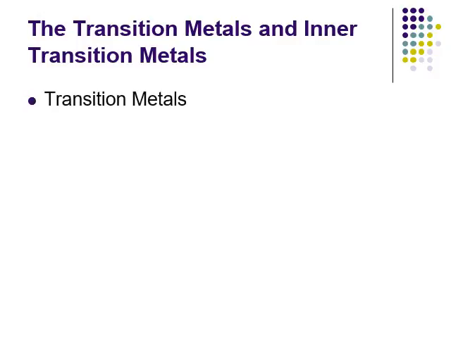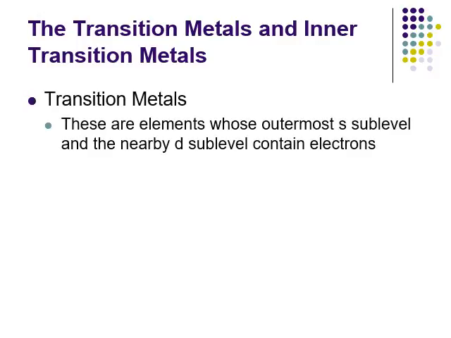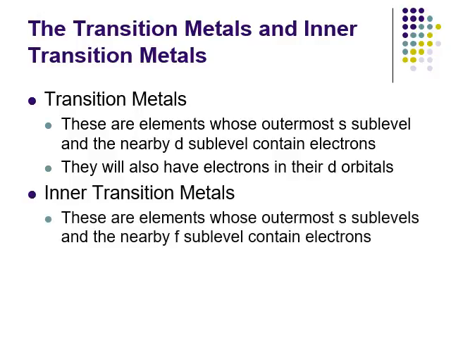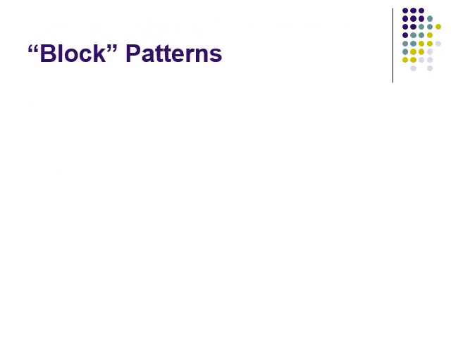Transition metals continue to be weird. Their electrons at the outermost S sublevel should be filled, and we're now filling up the nearby D sublevel. So again, they're going to have some in their S, hopefully filled, but transition metals are weird, and some are now in the Ds. The inner transition metals are going to be very similar, but instead of S and D, it's S and F.